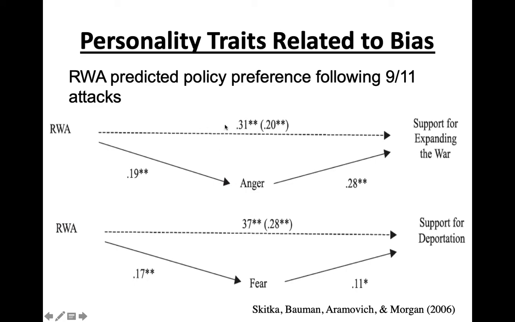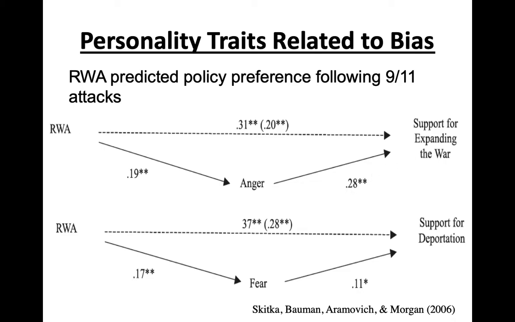So what you have here are the statistical results, okay? The numbers represent correlations, and you'll see that all the numbers are positive, which just means that the variables are positively associated or positively related to one another. So what we see here is a positive correlation between right-wing authoritarianism and support for expanding the war. That is, people that score higher in right-wing authoritarianism are more likely to say that they would like to expand the war against terrorism than are people that are lower. And we were able to explain this by their feelings of anger. Okay, so what we see is that those folks high in right-wing authoritarianism were more likely to experience anger after the 9/11 attacks. And anger was predictive of, or associated with, support for expanding the war.